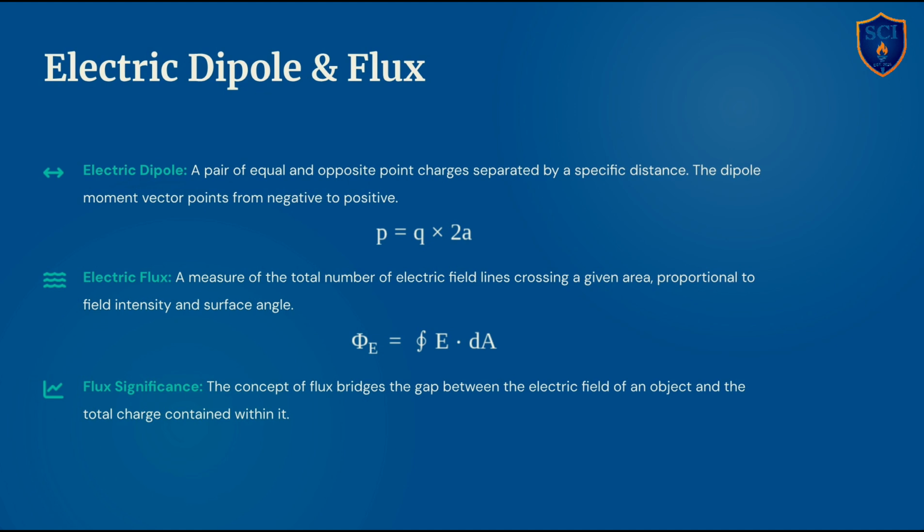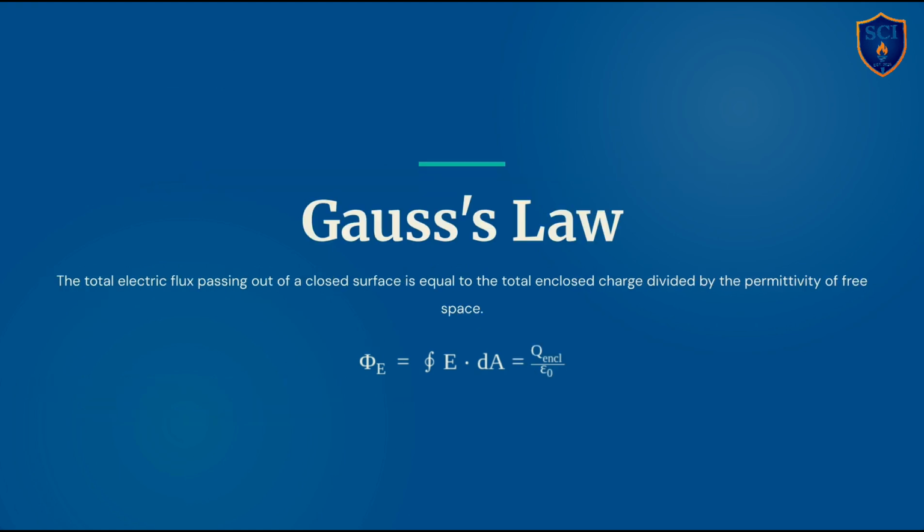Electric flux measures the total number of electric field lines crossing a given area. Flux bridges the gap between the electric field of an object and the total charge contained within it. Gauss's law states that the total electric flux passing out of a closed surface is equal to the total enclosed charge divided by the permittivity of free space.